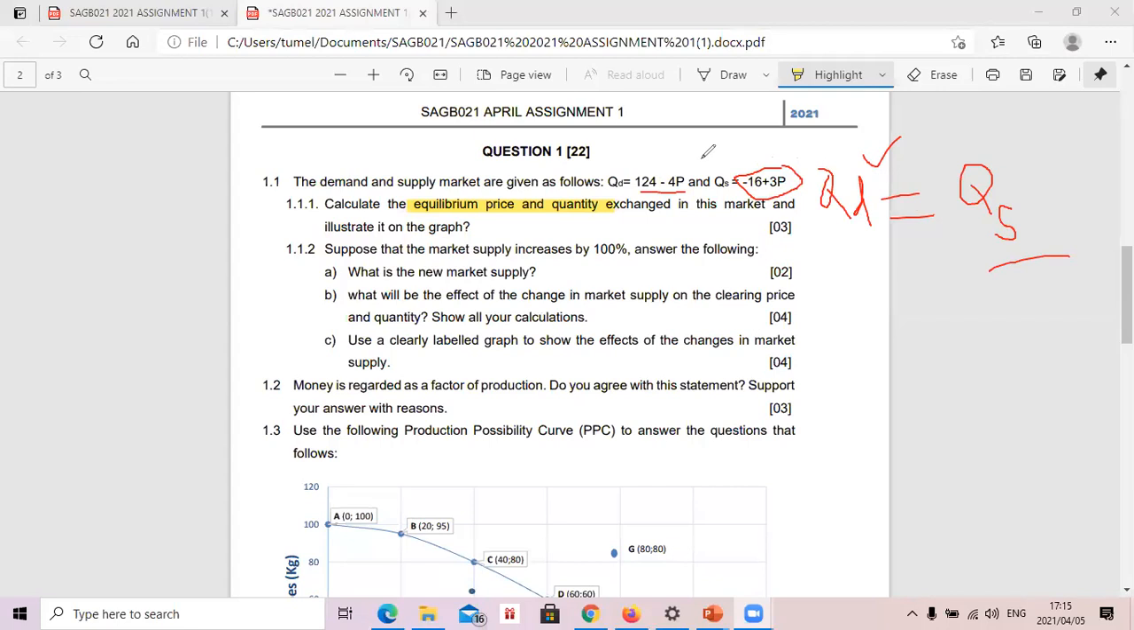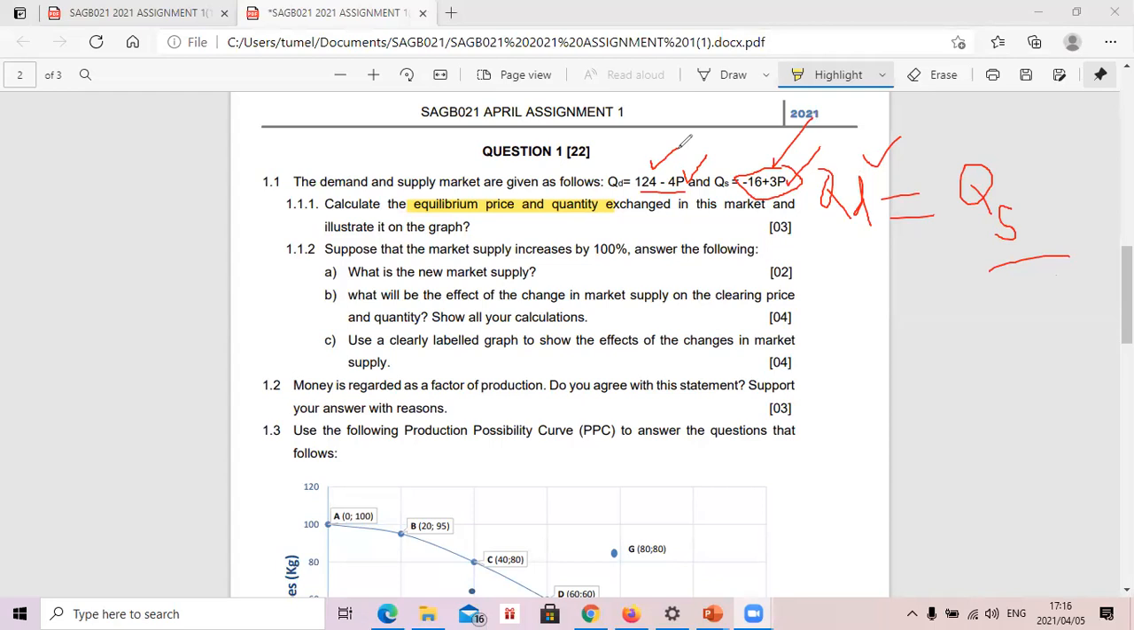20. It's correct. The answer is 20. If you make P the subject of the formula, you get 20 as your answer. Then from there, you have the value of P. And P is in all these equations, QD and QS. You can choose to substitute your P in either QS or QD. Then you will get the equilibrium quantity. Even if you use both equations, you will get the same answer.